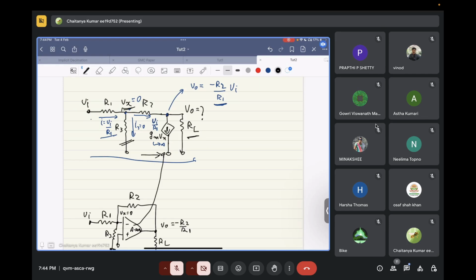So till now we saw that a voltage controlled voltage source with very high gain, connected in negative feedback, will give you virtual ground. Now here a voltage controlled current source with very high gain is also giving you virtual ground. Can you see this?